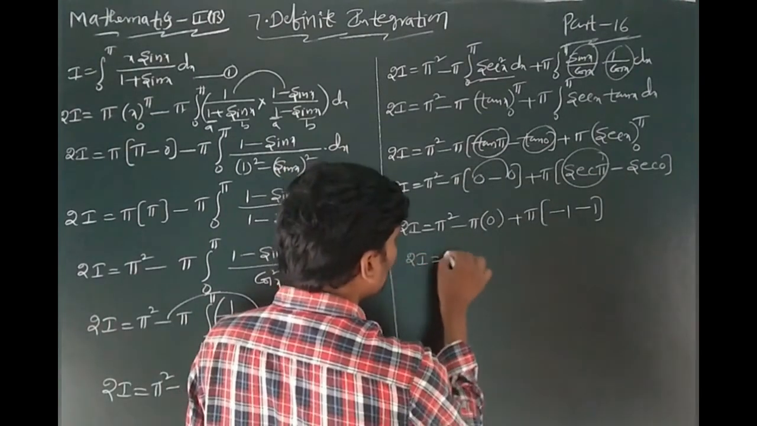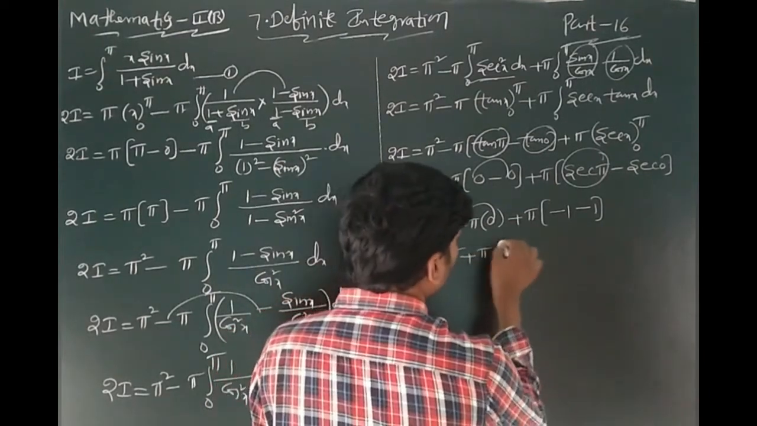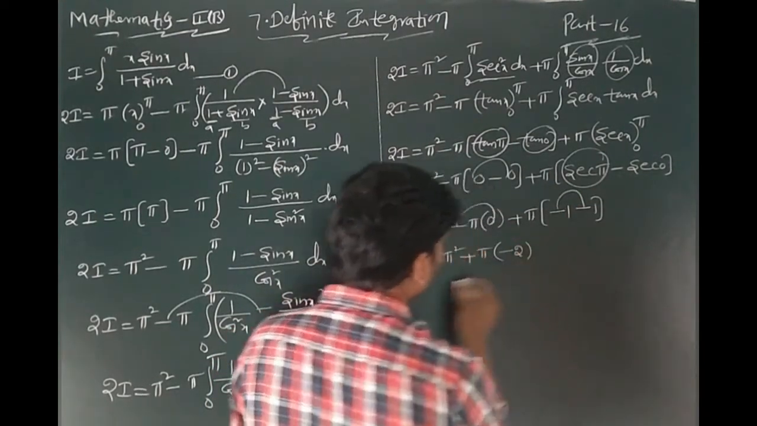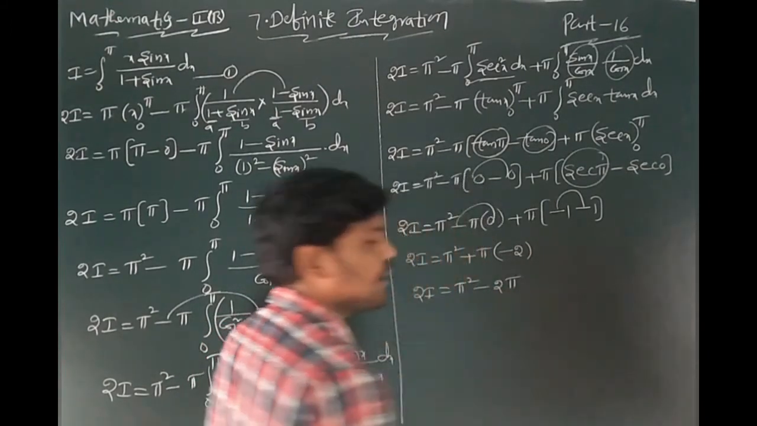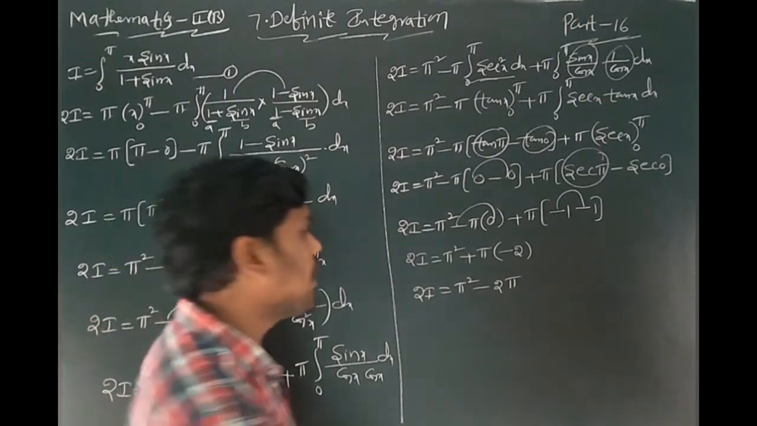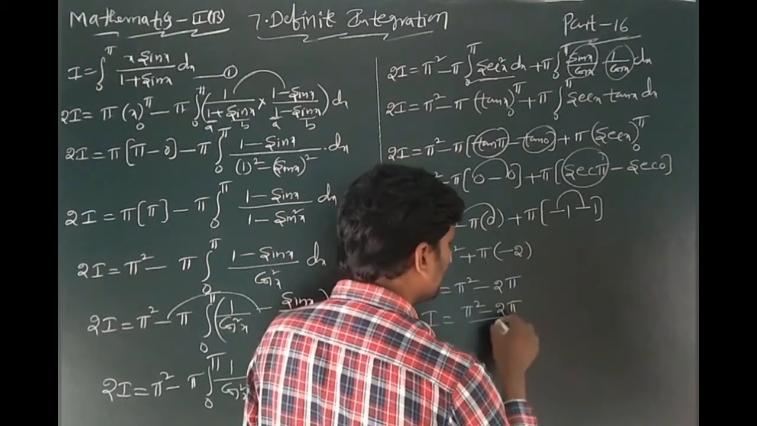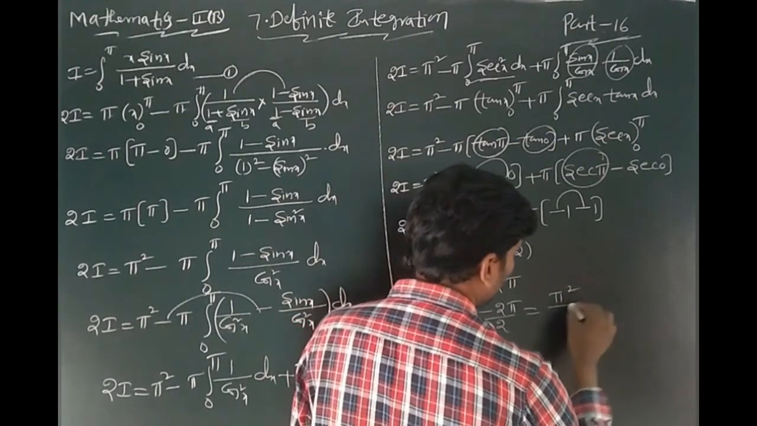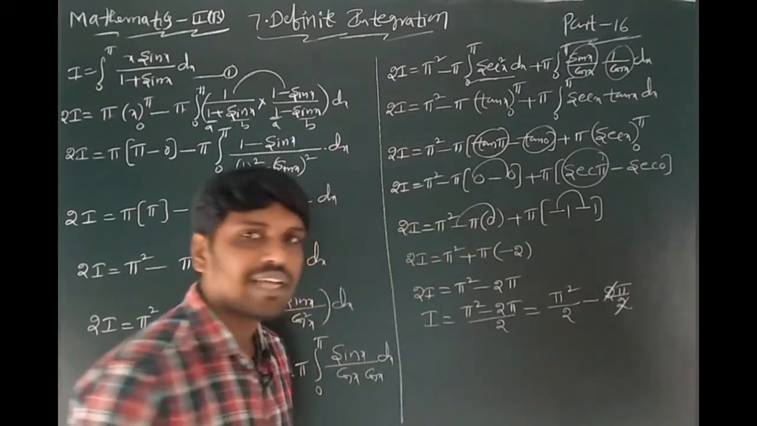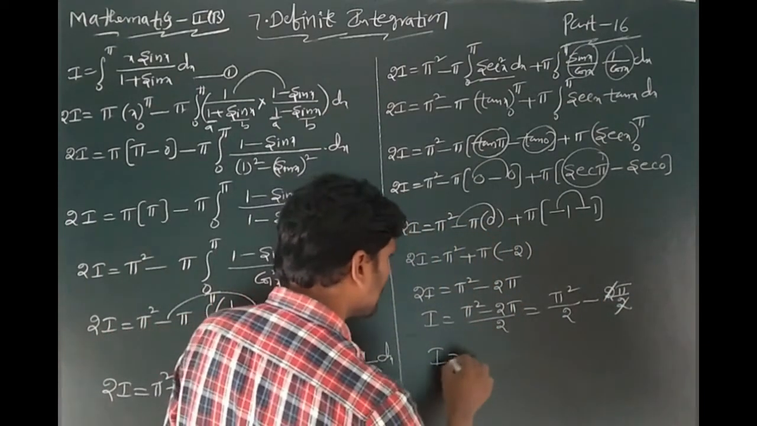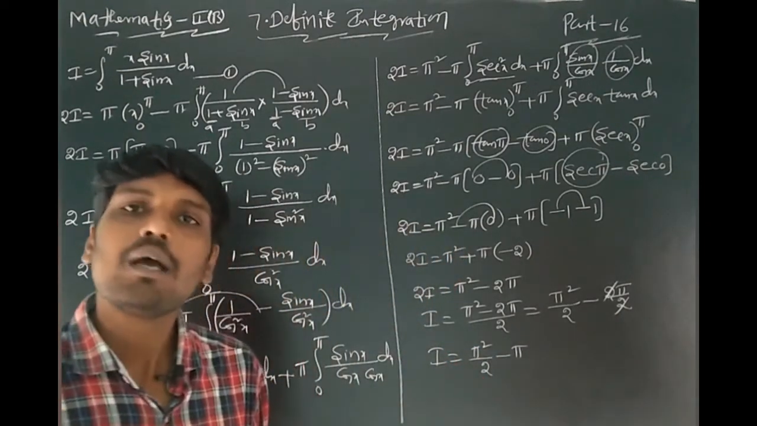2I is equal to pi square. 0 into something is 0. Plus pi into minus 1 gives minus pi... 2I is equal to pi square minus 2pi. After that, I is equal to (pi square minus 2pi) by 2. You can write separate limits: pi square by 2 minus 2pi by 2. The 2 gets cancelled. You get I is equal to pi square by 2 minus pi.